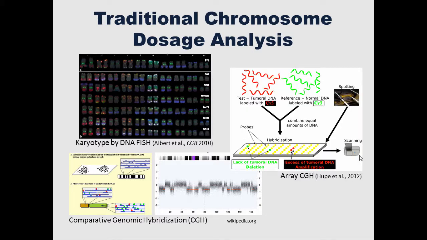And then there's the next generation of this. Instead of using chromosomes, you can basically spot DNA on a slide. And this is usually called array CGH.